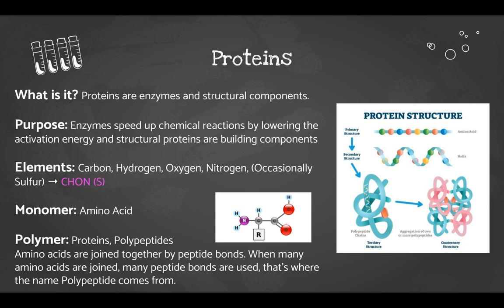Proteins are enzymes, and they are also structural components. They build things. So they are either enzymes, which we're going to learn about in a second, or they build things in your body, or in a plant, or other organism. So the purpose here is that enzymes speed up chemical reactions. They make them happen faster by lowering the activation energy, okay? So enzymes help to speed up reactions by making it less hard to get started, essentially. So there's energy that needs to build up before chemical reactions can take place, but enzymes make that a lot easier, so they happen a lot faster.